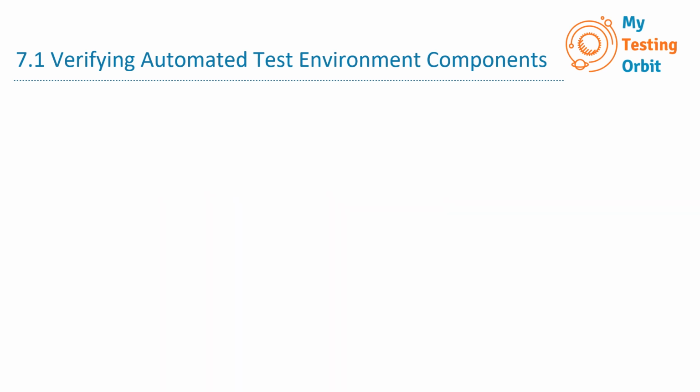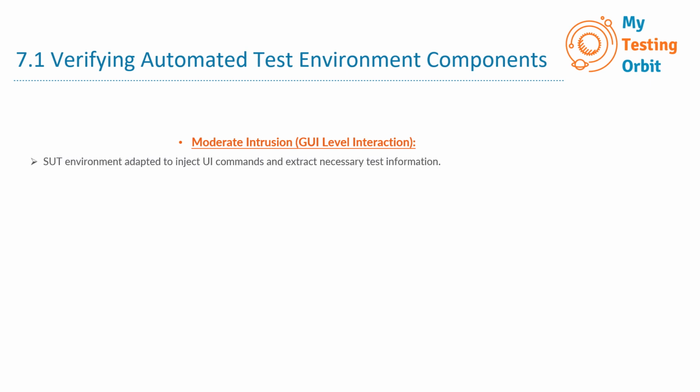So after the low intrusion, let's move on to the moderate intrusion, which is the GUI level interaction. And the first point is SUT environment adapted to inject UI commands and extract necessary test information. Okay, let's understand this one. This means adjusting the system so that it can understand and respond to commands related to how users interact with its interface, like clicking buttons or entering text.